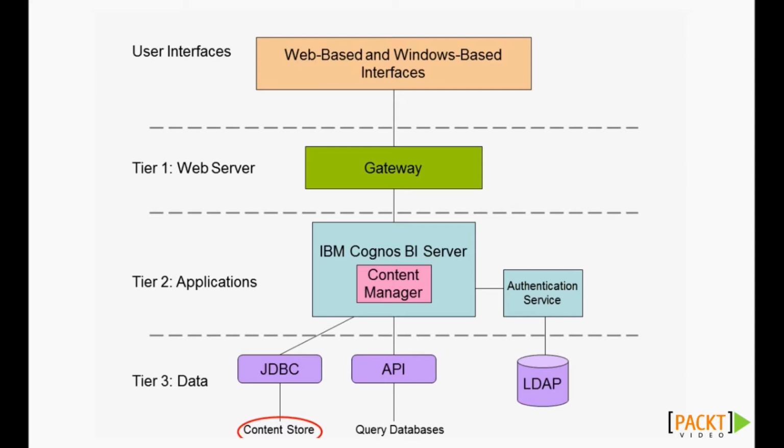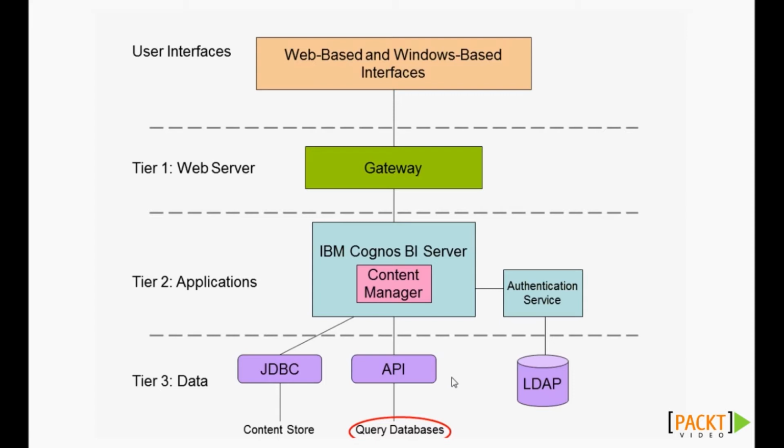The query databases that you see next to content store are the actual reporting query databases. So they can be any database that store the data on which you want to create reports. The third component you see in this tier is authentication source. We can use any third-party authentication source or LDAP server, which stores the information about different users and user groups, and it is used for authentication purpose.